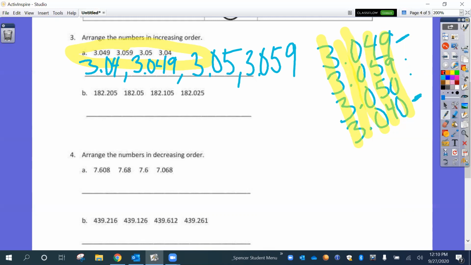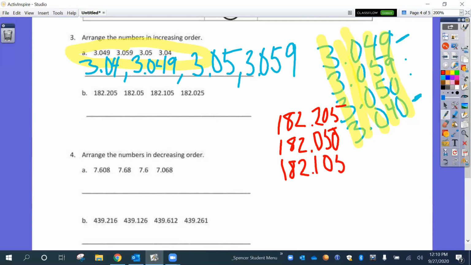All right, let's do the next one. Let's line them up. 182.205. I'm going to go a little faster on this one. 182.05. Notice lining up those place values is going to be very helpful. Make sure you're writing neat to make this easy on yourself. And I'm just going to keep writing the next number. All right, so now I've listed those 4 numbers.